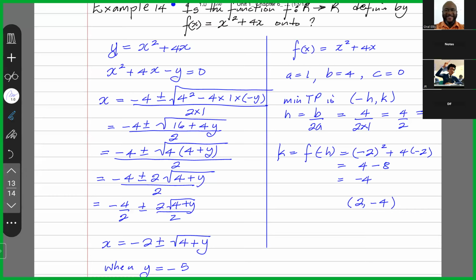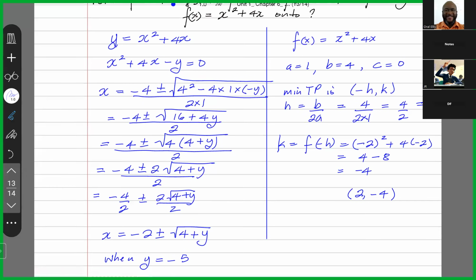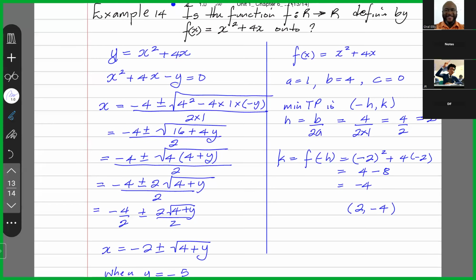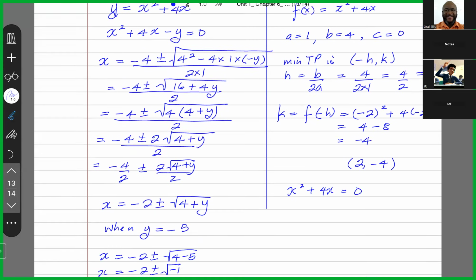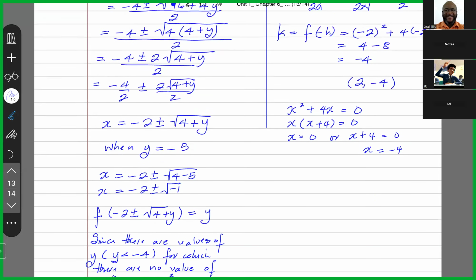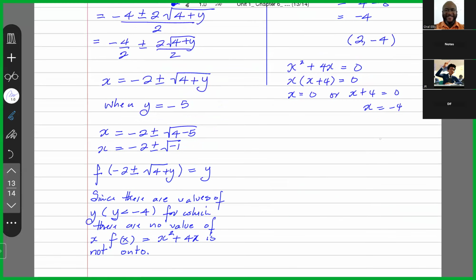All right, so now that we have our minimum turning point, if I wanted to, I could determine the x-intercepts by saying x squared plus 4x is equal to 0. So x times x plus 4 is equal to 0. So x is equal to 0, or x plus 4 is equal to 0, so x is equal to minus 4. So x equals 0 and x equals minus 4 are my x-intercepts.